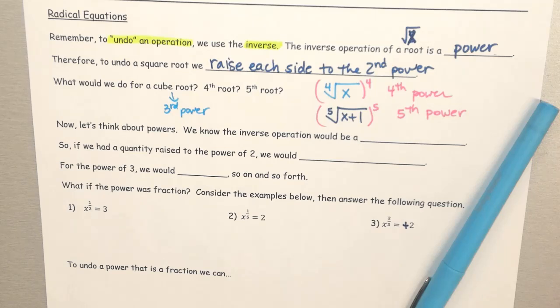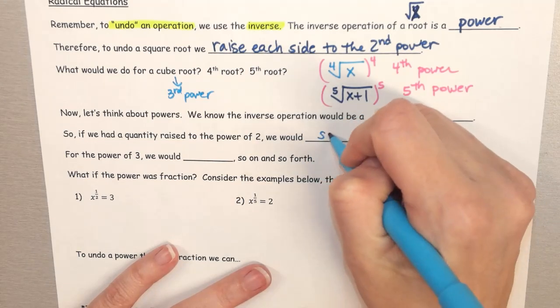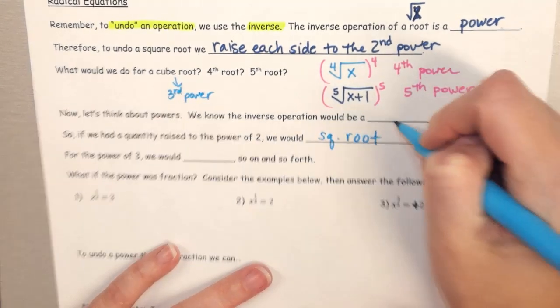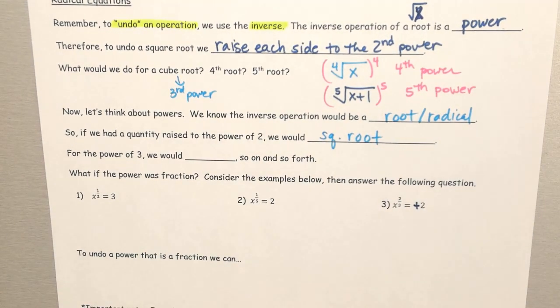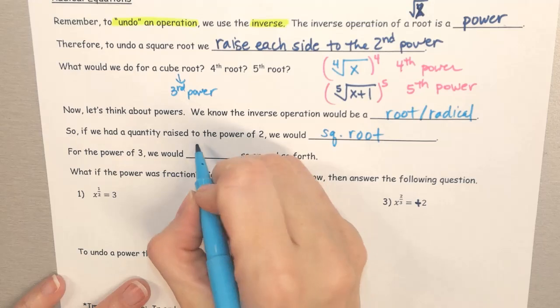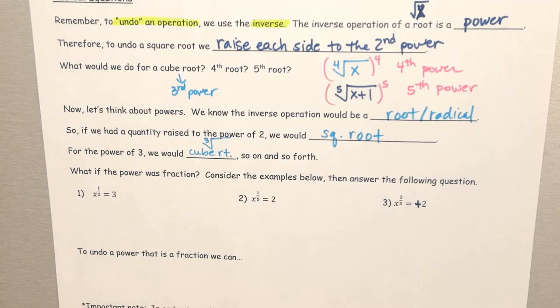Now let's think about powers. We know the inverse operation would be a root, right? Because they're inverses of each other. If you had a quantity raised to the power of 2, that means you would have to take the square root. In general, it's a root or a radical. And then for the power of 3, we would have to use the cube root, and so on.